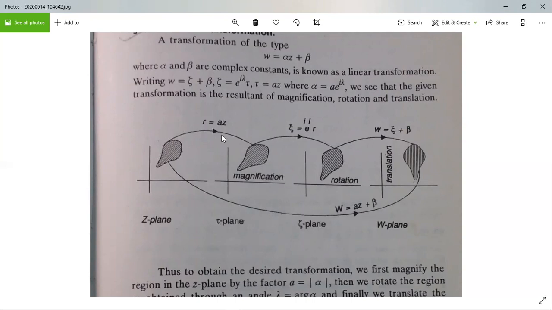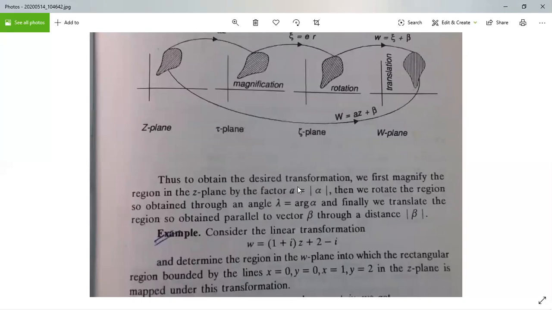First one is the magnification, second one is rotation, third one is translation. In combined form: first, magnification from the z plane to the tau plane. Second, rotation from the tau plane to the zeta plane. And third, translation from the zeta plane to the omega plane. These three transformations can be carried out simultaneously with the help of the linear transformation omega equals alpha z plus beta, which is from the z plane to the omega plane directly.